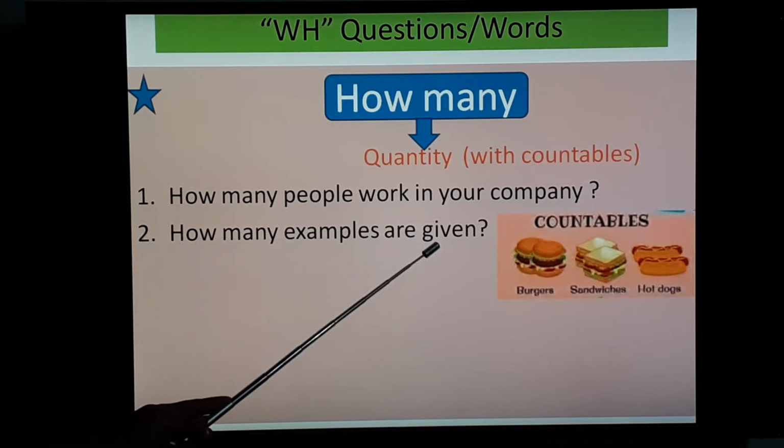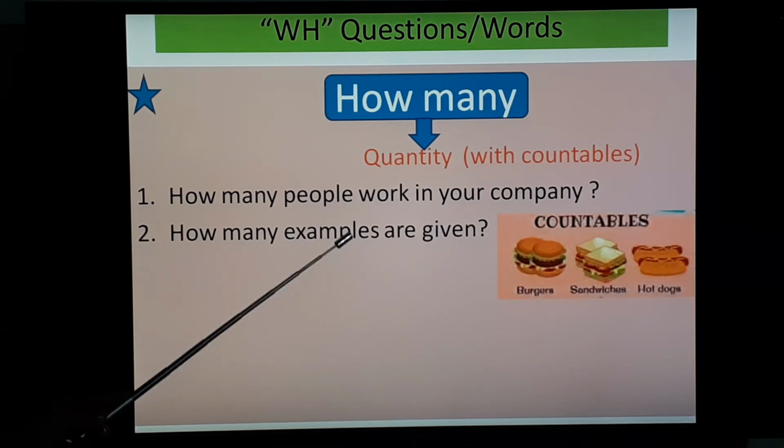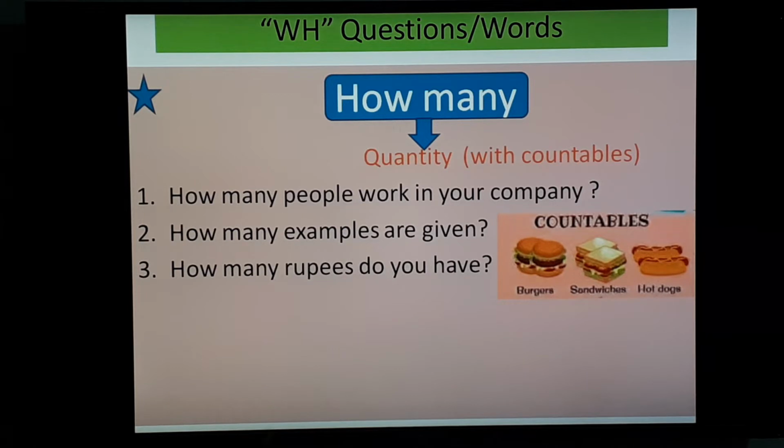How many examples are given? So 6 examples are given. Examples can be counted: 1, 2, 3, 4, 5, 6. That is why I have asked the question with how many. How many rupees do you have? Okay, now be clear about rupees and money. If you are talking about rupees, that will come in countable nouns. But if you are talking about money, that will come in uncountable nouns. That is why here with rupees I have used how many, because it comes under the category of countable nouns.